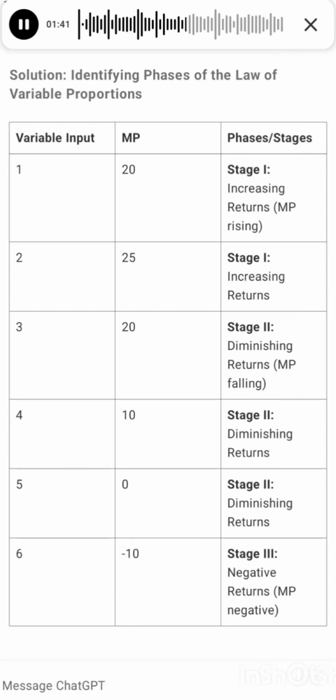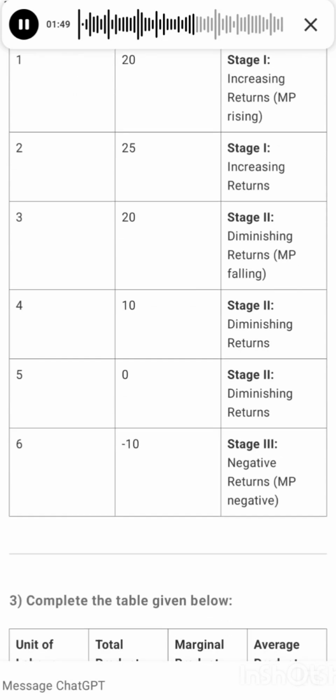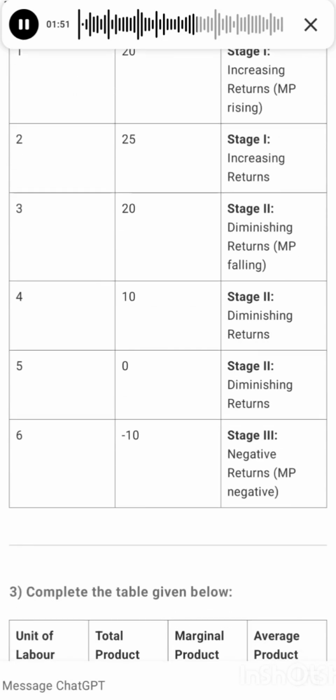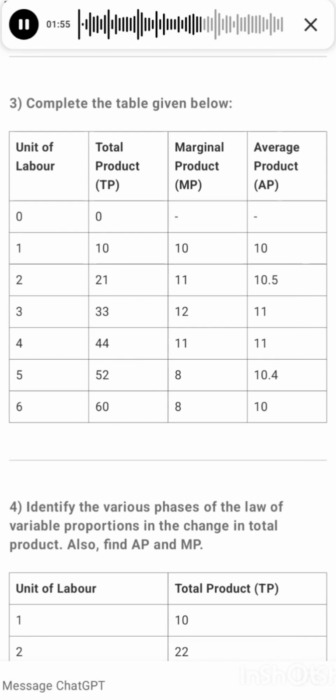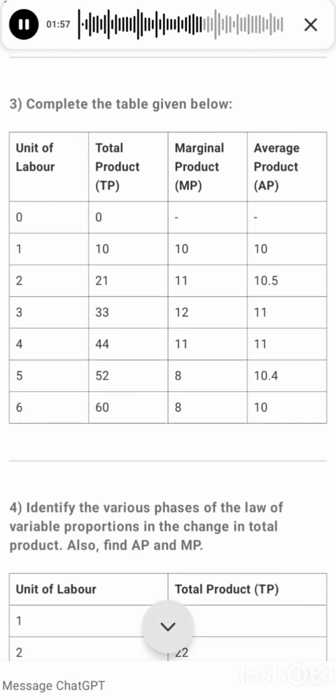Stage 3, negative returns. 3. Complete the table given below. Unit of labor, total product TP, marginal product MP, average product AP: 0, 0; 1, 10, 10, 10; 2, 21, 11, 10.5; 3, 33, 12, 11; 4, 44, 11, 11; 5, 52, 8, 10.4; 6, 60, 8, 10.